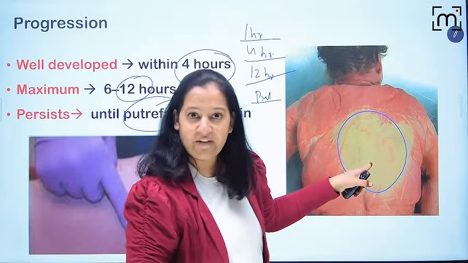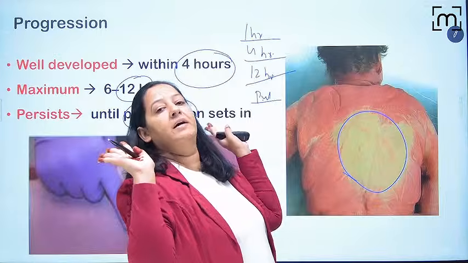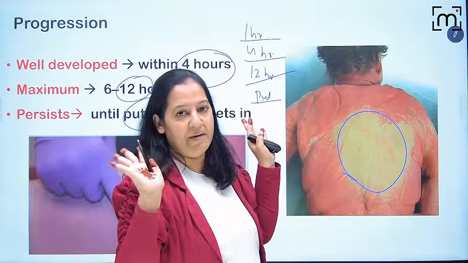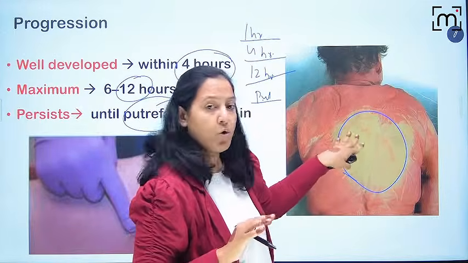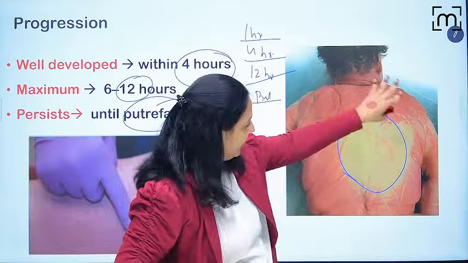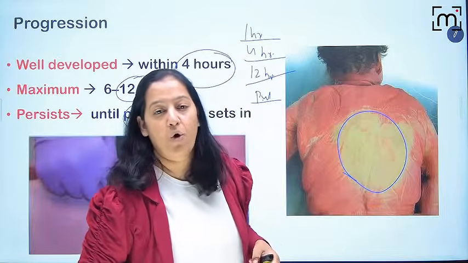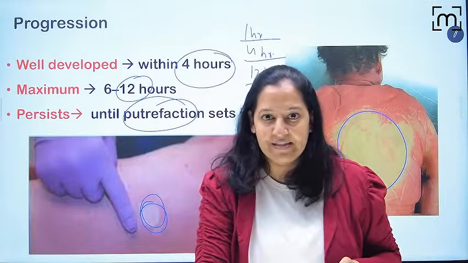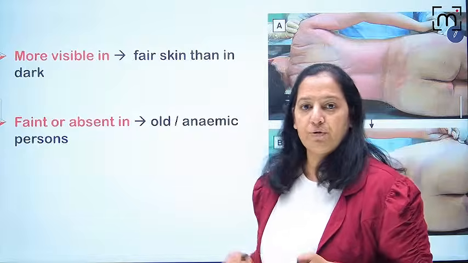Why is this area not showing the lividity? This area is in contact with the surface. Maybe the person was supine at the time of death, so the dead body is supine and this area is in contact with the surface. The remaining area is showing it, but the contact area doesn't, because it is compressed against the surface like this. I will show you the images.